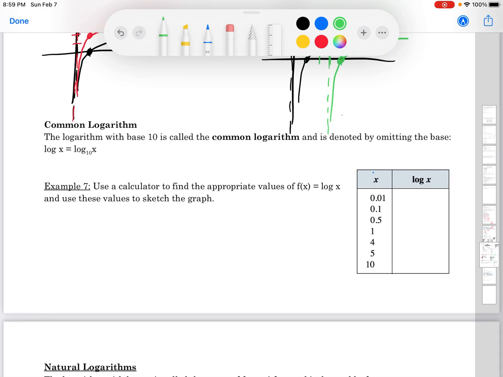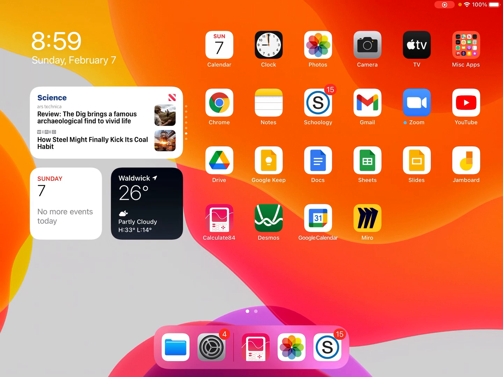We also have something called the common log, and this is specifically when we're talking about base 10. We don't have to write the number 10. It's understood to be there, and that's that log button you'll see on your graphing calculator. So we can use the calculator to approximate these values. So let's see, we want 0.01, 0.1, 0.5. Okay, let's take a look at these.